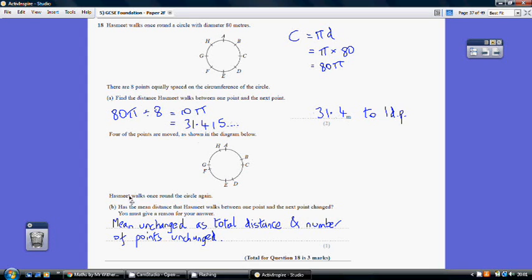Now for part B, Hasmeet walks once round the circle again, but now all the points have moved. So the question here is, has the mean distance between the points changed? Well, it won't have. At the end of the day, the total distance travelled, the circumference, is still going to be 80 pi, and the number of points you're going to be dividing by to work out the mean is still going to be 8. So the mean distance will be unchanged as the total distance and the number of points are unchanged.